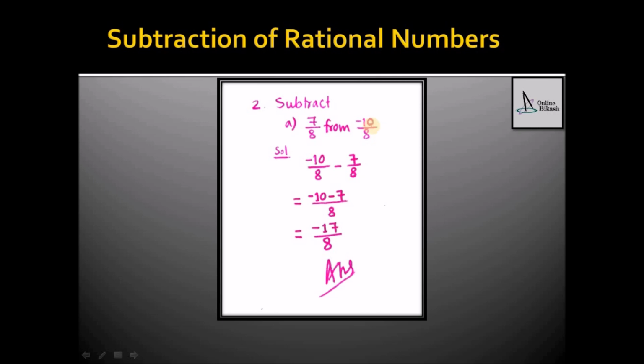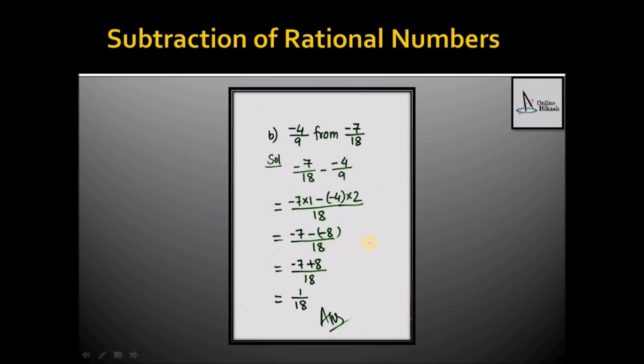So minus 10 by 8 I have written here. From that I will subtract, this is the minus sign, 7 by 8. Now the common denominator is 8, and minus 10 minus 7. So minus 10 and minus 7 gives minus 17 by 8. In this way we have got the answer.